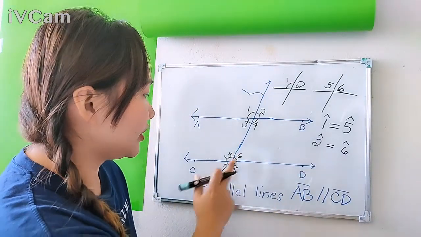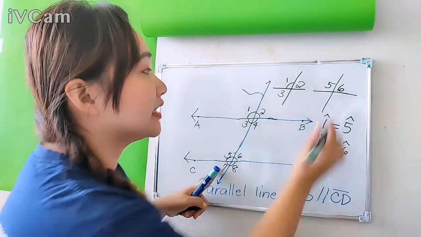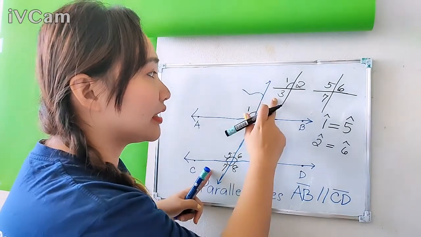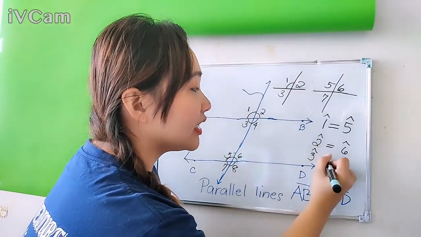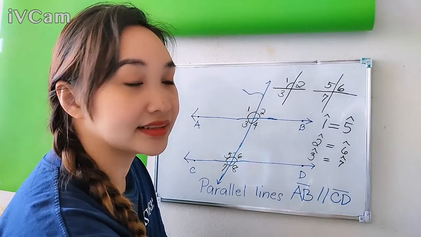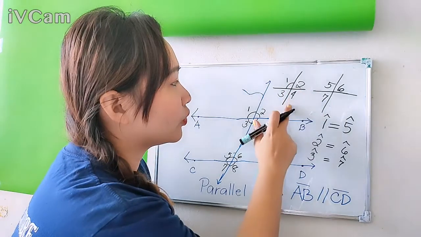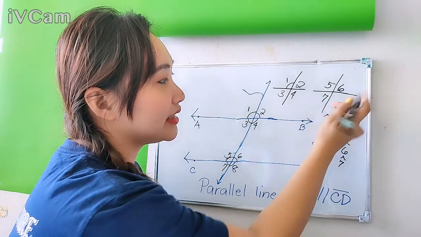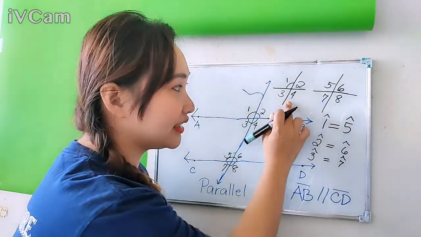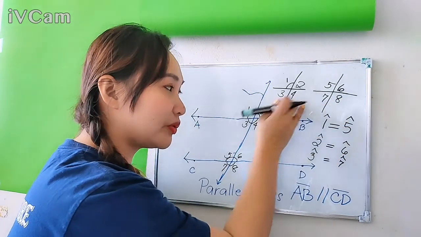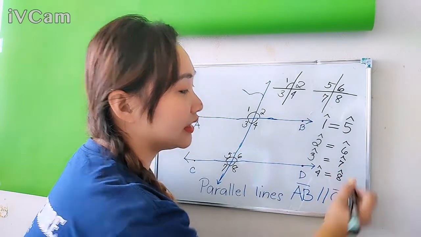Alright, next we have angle 3, the lower left. What is our lower left? 7. Okay, so angle 3 corresponds to angle 7, meaning angle 3 is equal to angle 7. Next we have the lower right, angle 4. Where is the same position as angle 4? On the other side, the lower right is angle 8. So angle 4 corresponds with angle 8, meaning angle 4 is equal to angle 8.